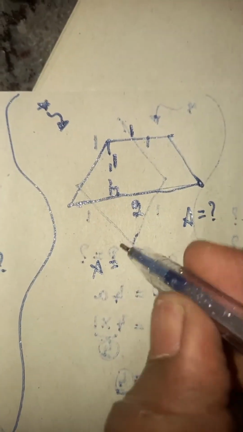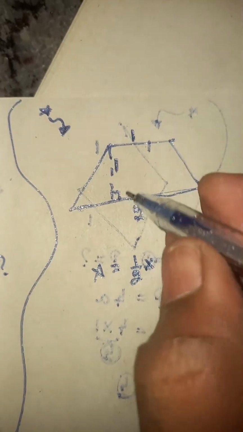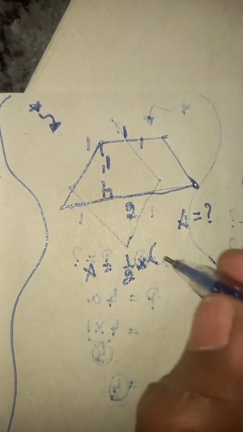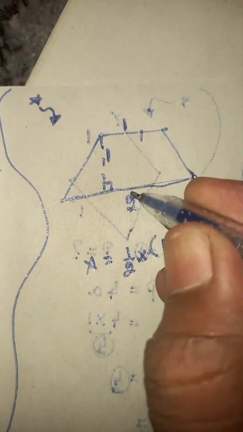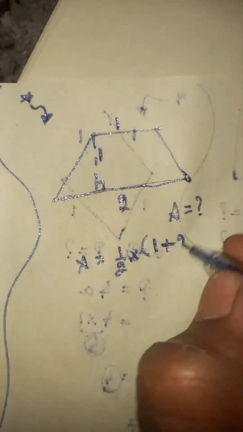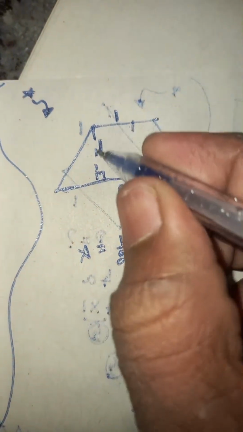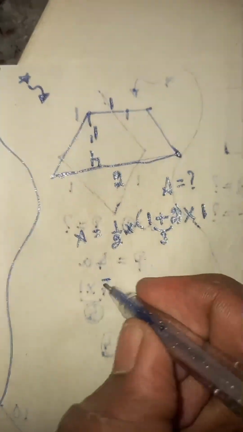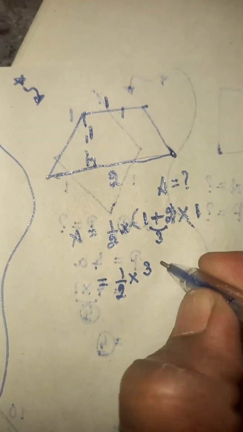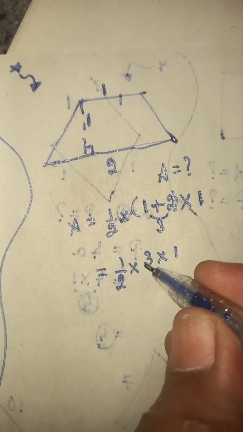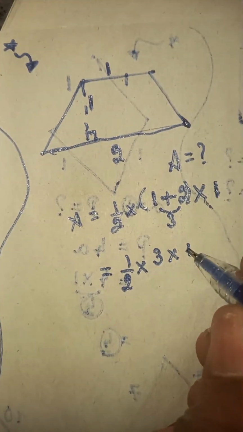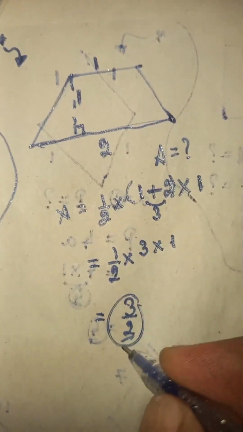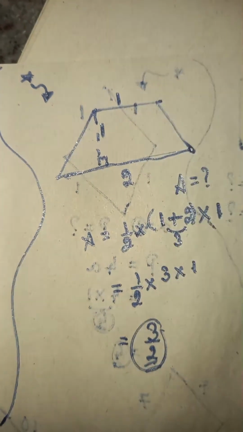Area of the trapezium is half times of the sum of parallel sides, that is, this is one parallel side which is 1 unit, and this is another parallel side which is 2 units. Now the perpendicular height you need to multiply with it, that is 1 unit. 1 plus 2 becomes 3, so it becomes half times of 3 times of 1. You cannot divide 2 and 3, so 3 times of 1 is 3, and it remains 3 above and 2 below. 3 by 2 square units is the area of this trapezium.